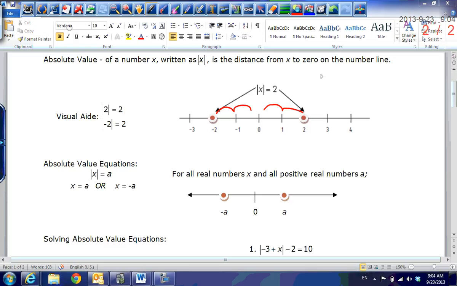For absolute value equations, we're going to use that same knowledge: the absolute value of x is going to be a and negative a. So it's the same distance away from 0 both ways. Does that make sense about what absolute value is? Just get rid of the negative, and it's positive. It's the distance away from 0. So if our x is at negative 3, the absolute value of this is positive 3.